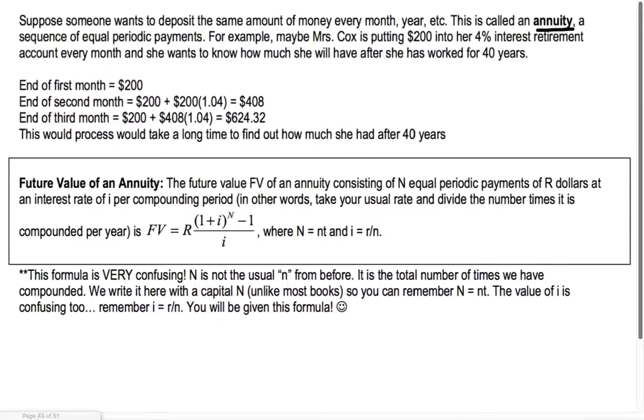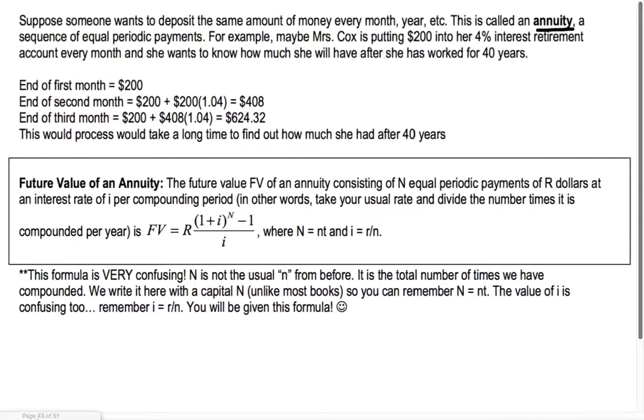So you can set up an Excel spreadsheet and figure out what it would be that way. Or we can use our calculator and use this formula. So we're going to use the formula. The formula in your book, I will say, is very confusing. I have edited this formula to make it easier on you guys. So yay, thank you, Mrs. Cox. So here's the issue with the book.